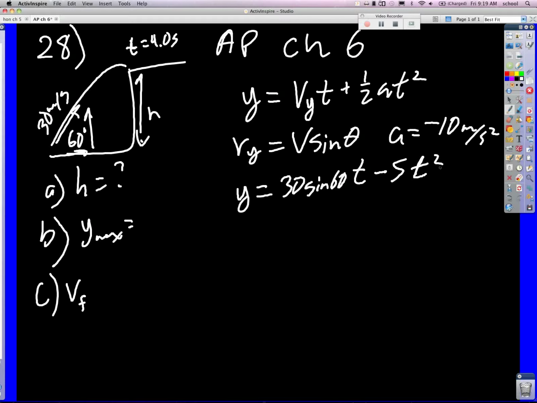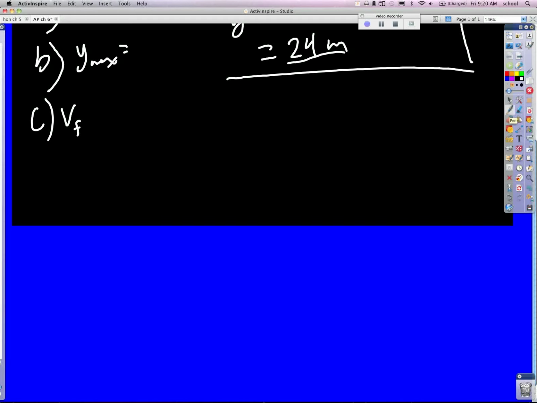We continue with y max. It's max altitude when what happens? Yeah, when Vy final is 0, right? Throw anything up, it stops before it comes back down. So when Vy final is 0, we know that Vy initial is V sine theta, which we know to be, what did I say, 26 earlier? And we know the acceleration is negative 10 meters per second squared. So what do I use?